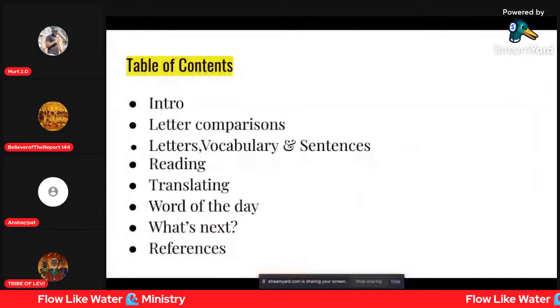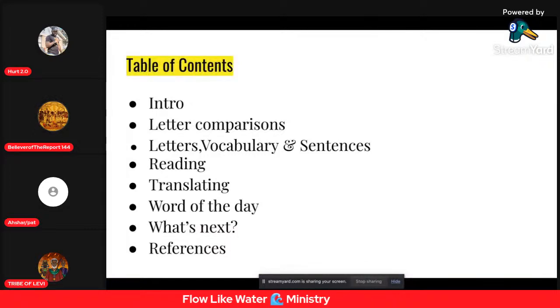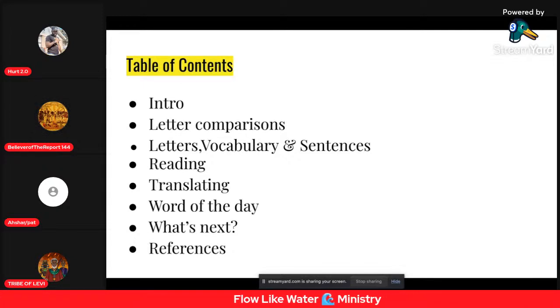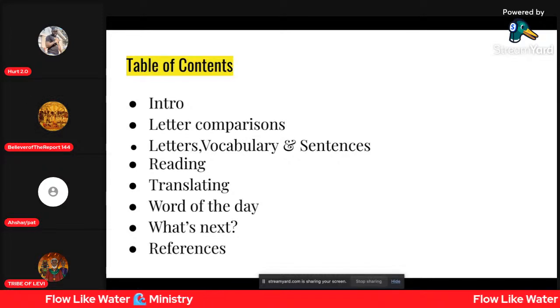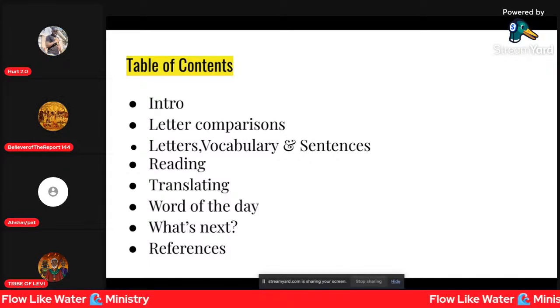So tonight, I prepared a table of contents. We're going to start it off with the intro, which is going to be the slide after. Then we're going to go into the portion that goes into letter comparisons, and then letters, vocabulary, and sentences, reading, translating, word of the day, what's next, and then references. Let's start with the intro.